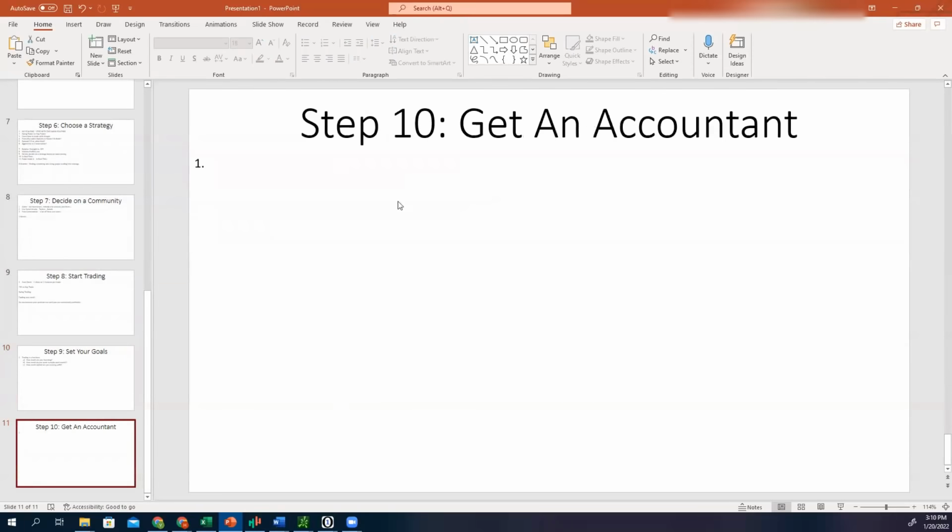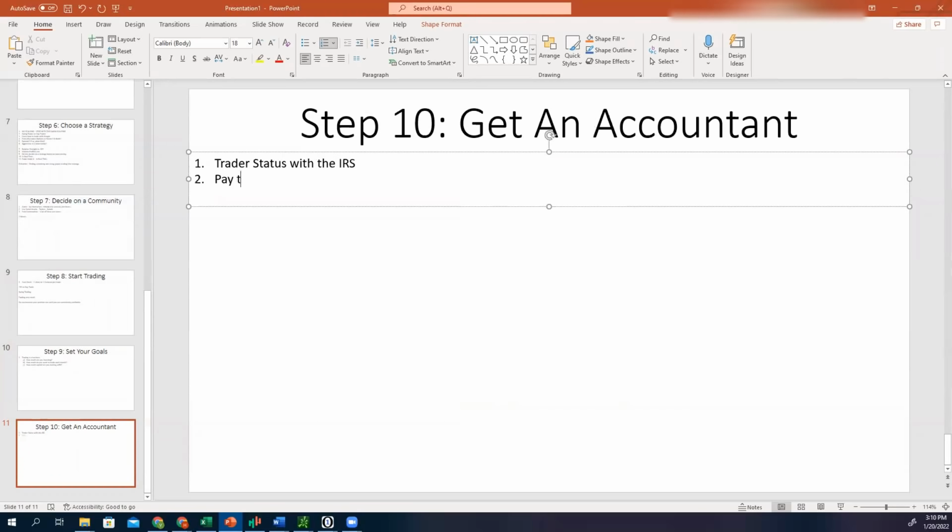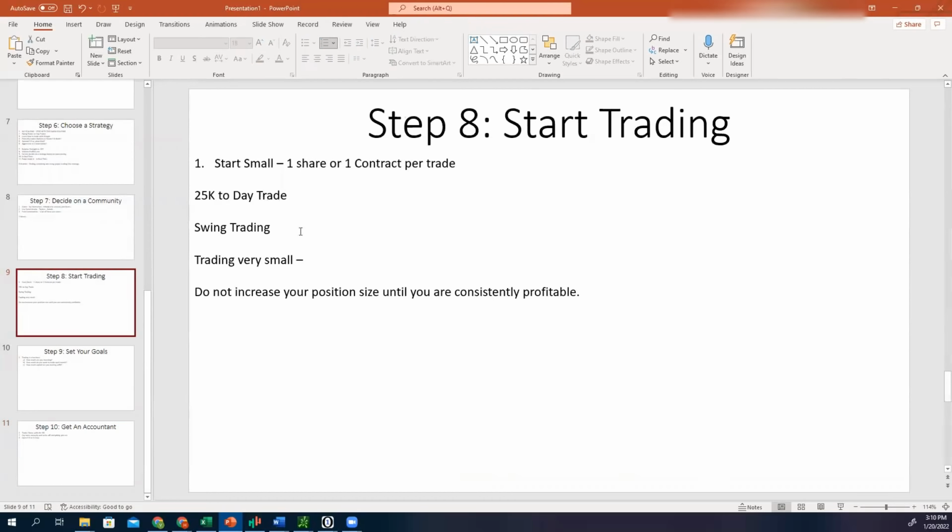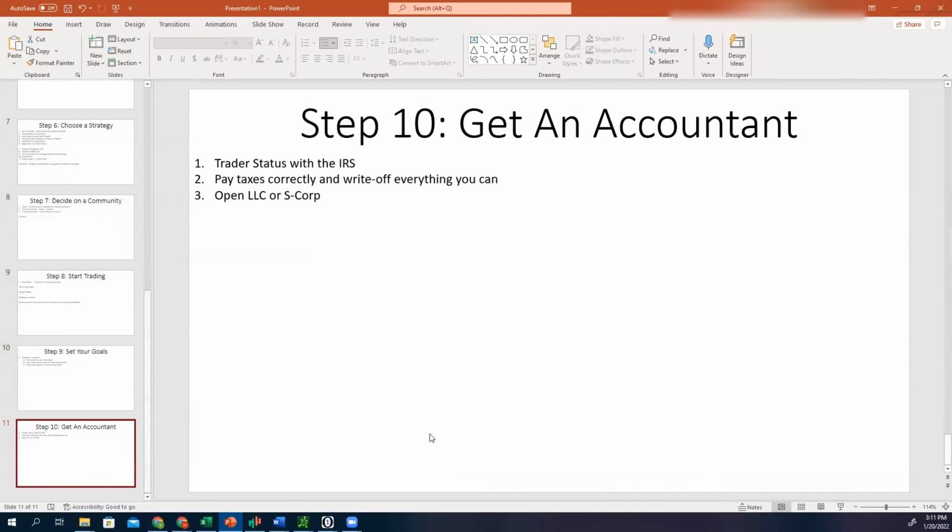Finally, get an accountant, because you're going to want to make sure you have trader status, number one, with the IRS. You're going to want to make sure you pay taxes correctly and write off everything you can. Whether you're going to open an LLC or an S corp, all of that, trade through those. Make sure you have an accountant. Now, obviously, if you're in step eight and you're not yet consistently profitable, don't go get an accountant yet. But once you know, okay, this is something I can do, this is something I can make a career, yes, then step nine, then step 10.